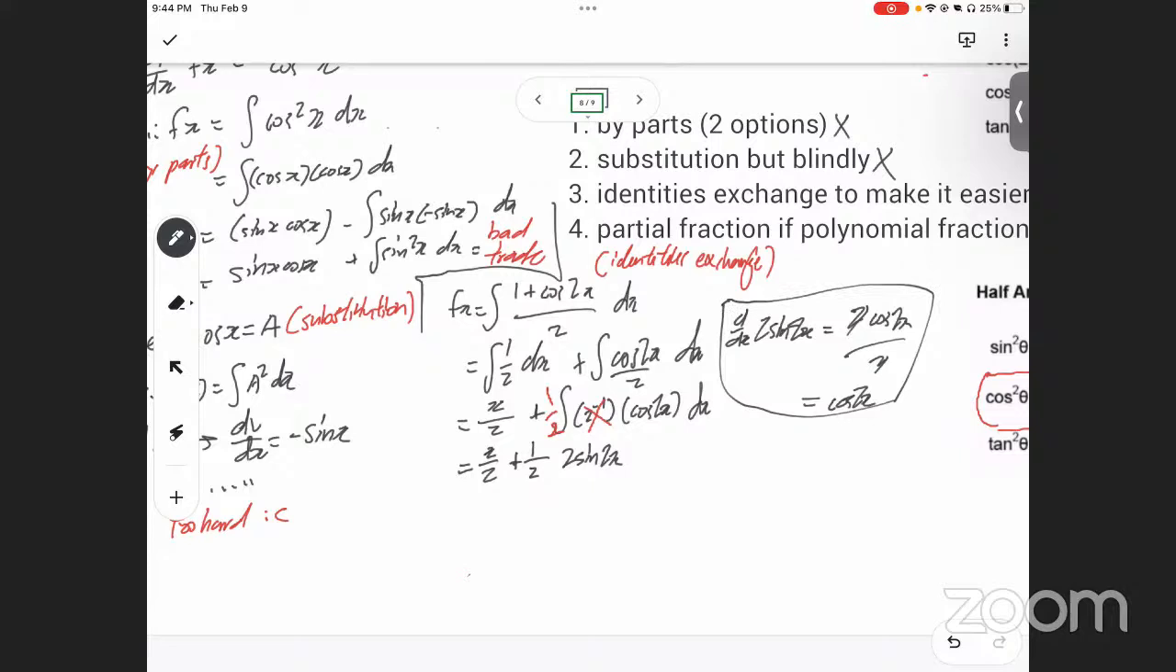I'm so sorry. Let's stop there. Where does this 2 come from? This is differentiation. Where does the 2 come from?